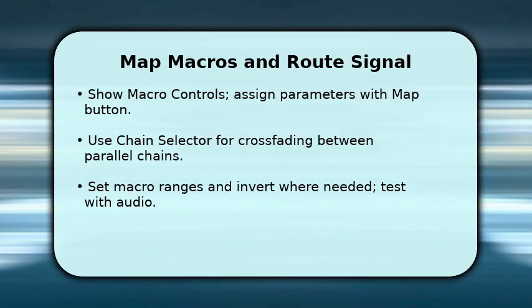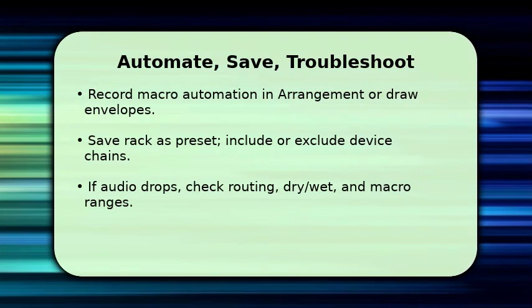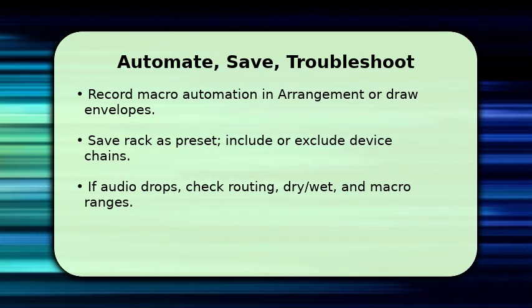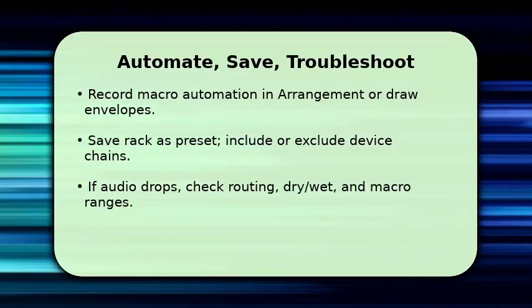Finish by automating macros and integrating the rack into your arrangement. Record knob moves or draw automation lanes to create evolving textures. Save the rack as a preset to reuse settings. Choose whether to include chain contents or keep devices separate. Make sure to test with the full mix and adjust dry/wet balances.